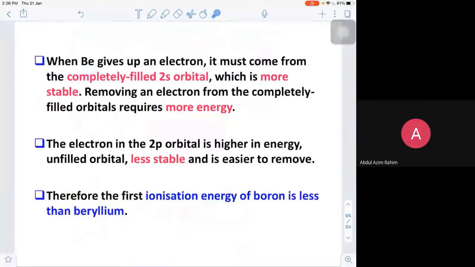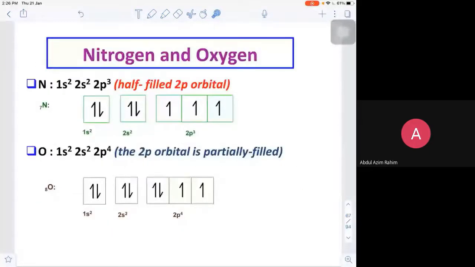And if you look at the second set, which is nitrogen and oxygen. Nitrogen's configuration is 1s2, 2s2, 2p3. The configuration of nitrogen ends with 2p3, which is the half-filled orbital, a half-filled configuration that has extra stability. As compared to oxygen, the configuration ends with 2p4, which is an unstable configuration because it is a partially filled configuration.